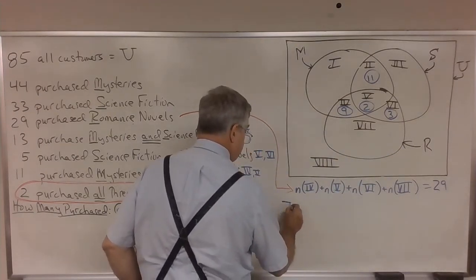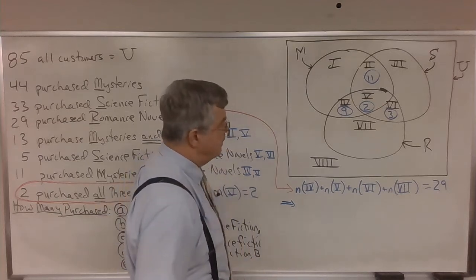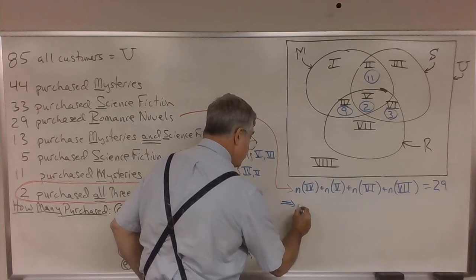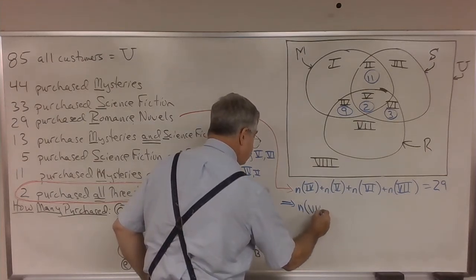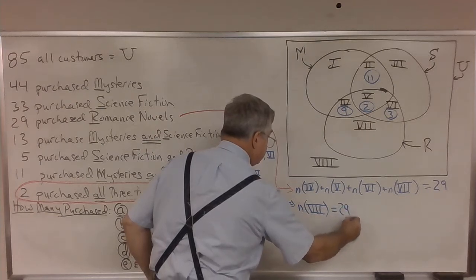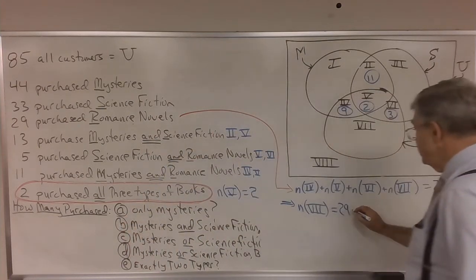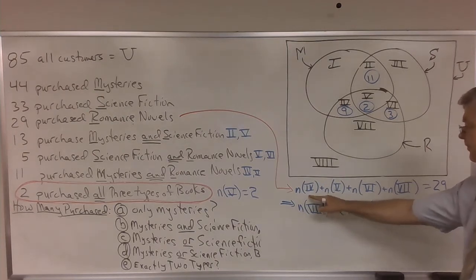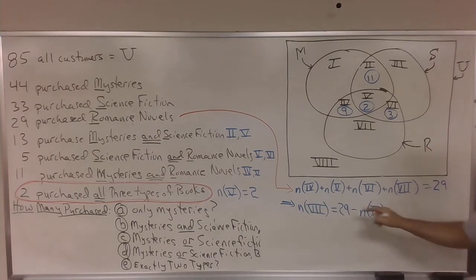So let's see. The only thing we don't know here is region 7, so we'll keep that on the left side. Number of people in region 7 equals 29 minus the number of people in region 4 minus the number of people in region 5 minus the number of people in region 6.